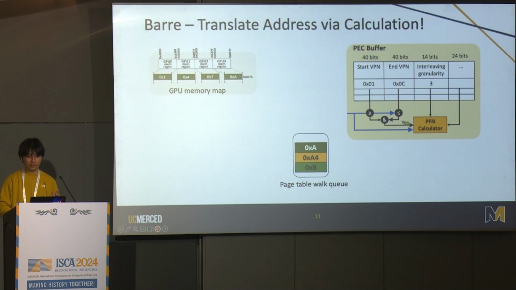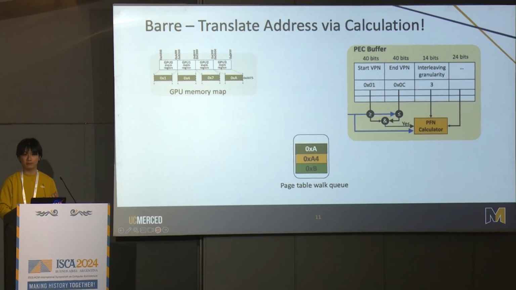Then let's discuss how we decode the coalescing information from the PTE and how such information can be used. Here on the right-hand side, we propose a dedicated buffer and logic to store the data object's metadata, which we call the PC buffer. The PC buffer has 4 fields: the starting and end VPN, and the interleaving granularity. The last field is called the GPU map, which records how logical GPU chiplet IDs are mapped to physical ones.